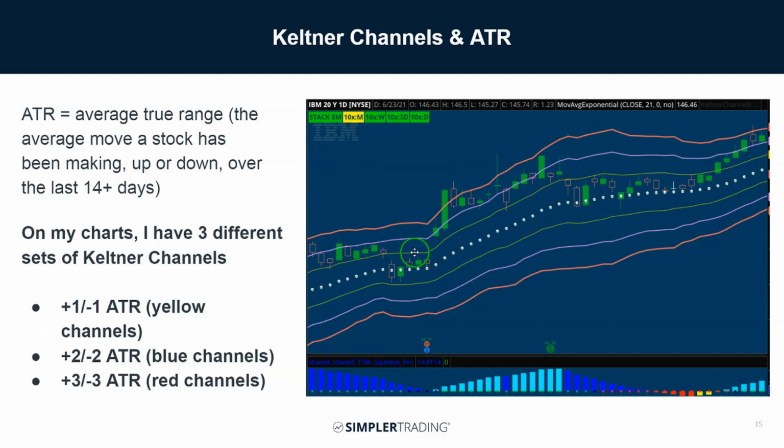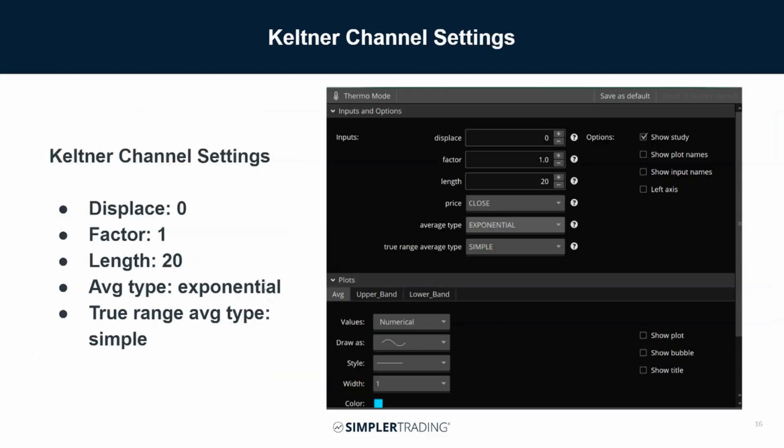So on my charts, 3 different sets of Keltner channels, and the yellow ones, they measure one average true range move above and below the 21 EMA. The purple Keltner channels here, those measure 2 and -2 average true range moves from the 21 EMA. And then the third set of Keltner channels, the red set, that measures 3 and -3 average true range moves above or below the 21 EMA.